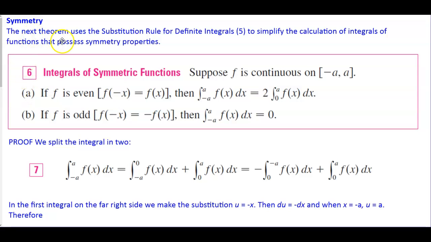Okay, symmetry. The next theorem uses the substitution rule for definite integrals to simplify the calculation of integrals of functions that possess symmetry properties. Theorem 6. Integrals of symmetric functions.